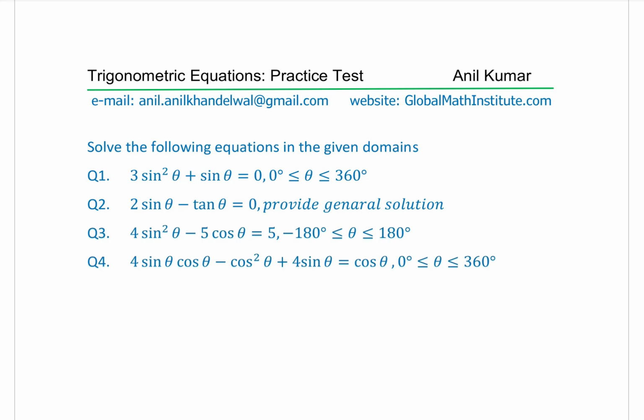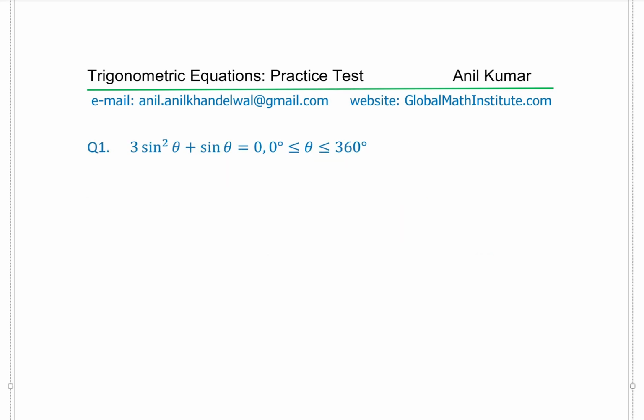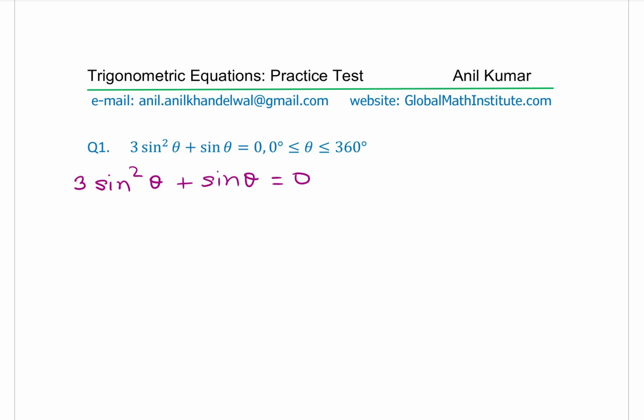Now let's begin with the very first one, which is 3 sine square theta plus sine theta is equal to 0. To solve this, we should actually factor, correct? So let me copy the question first. We have 3 sine square theta plus sine theta equals to 0. So you can take sine theta common. So we get sine theta times 3 sine theta plus 1 equals to 0.